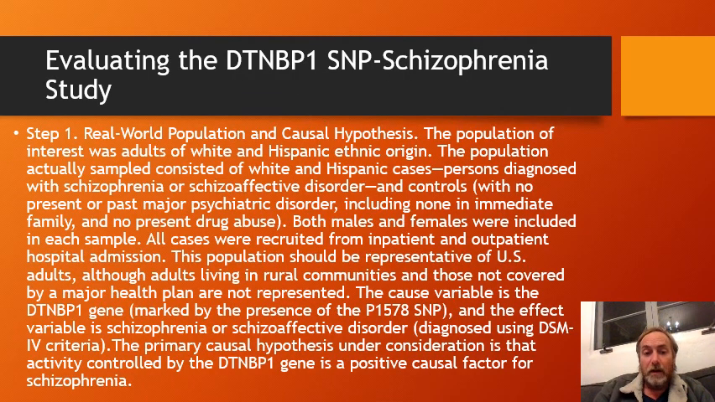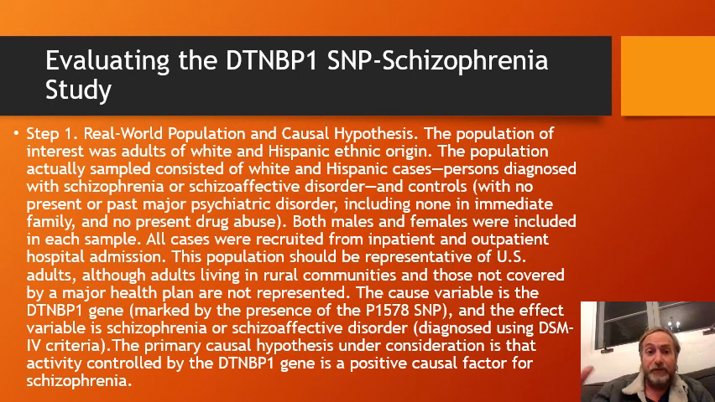Okay, so the last thing we're going to do is evaluate this DTNBP1 schizophrenia study. This is as it's presented in the book. I'm not expecting you to do anything this exhaustive, but I want to give you the whole exhaustive thing because it'll hopefully make sense to you. So step one, what is the real world population? What's the causal hypothesis? Well, the population of interest was adults of white and Hispanic ethnic origin, and the population actually sampled consisted of white and Hispanic cases.